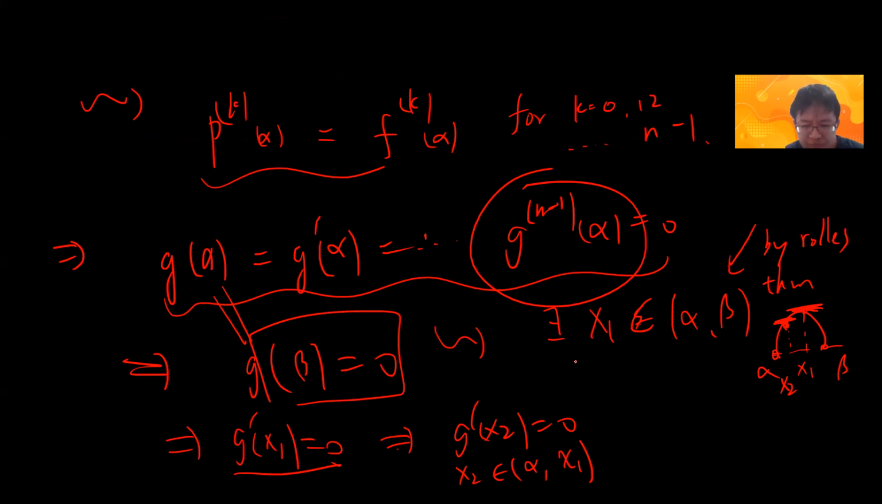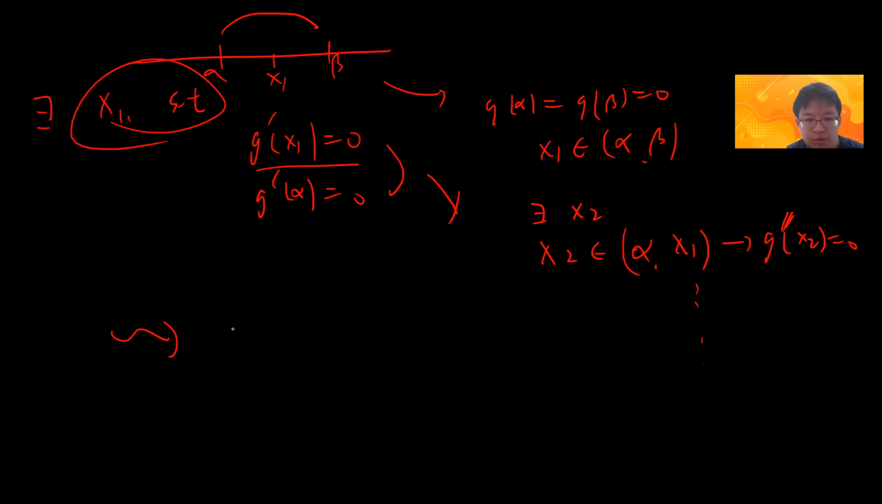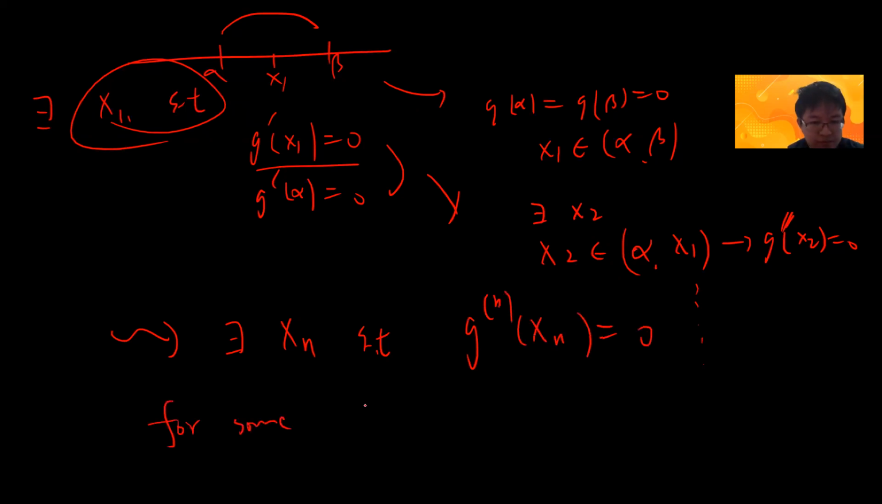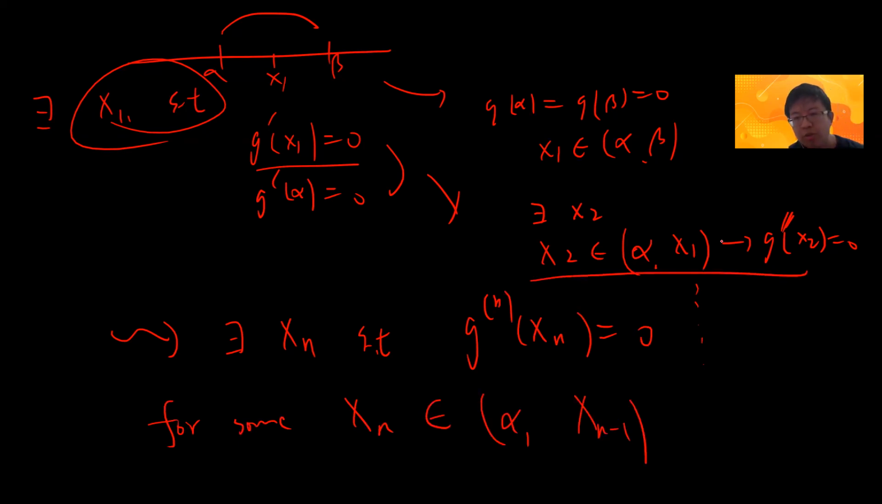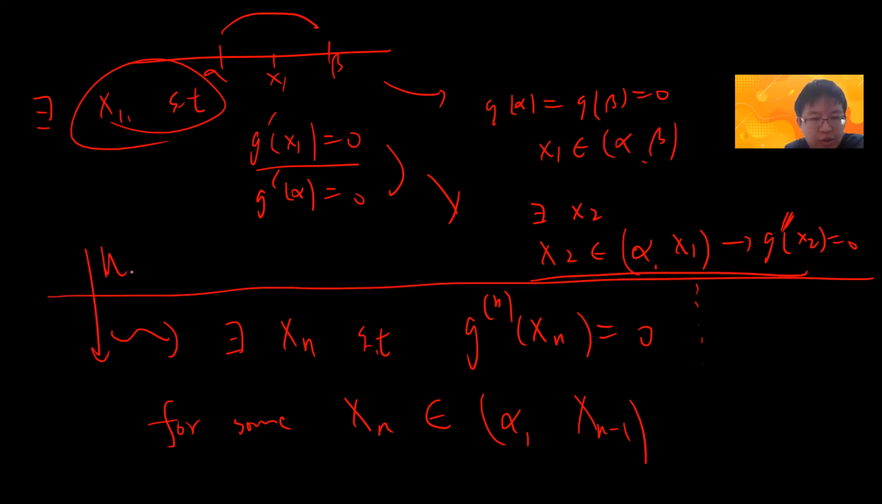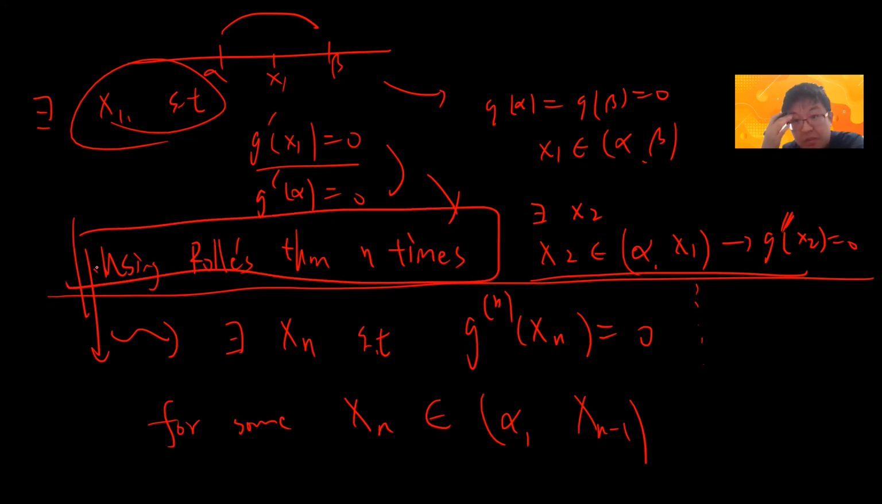Finally, you prove that there exists xn such that the nth derivative of g at xn is 0, for some xn between alpha and x(n minus 1). Just keep doing the proof, keep using Rolle's theorem. So the key is using Rolle's theorem n times. Okay, so that's the proof.